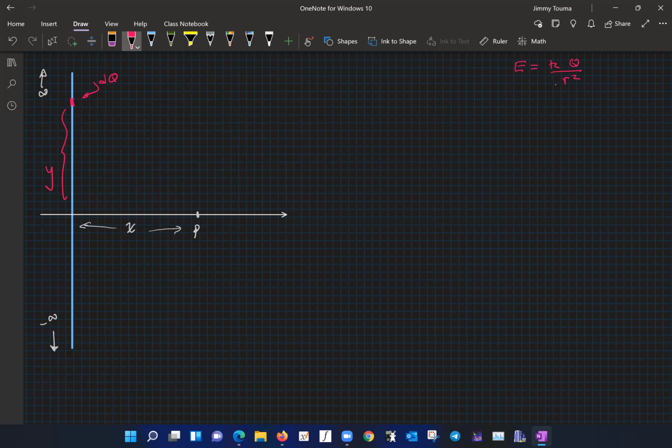And this dq produces a field at point P, such that the field points away from dq. Draw a straight line here, like this. All right, this angle, we'll call it theta. If this is x, this is y, then this is r, the square root of x squared plus y squared.